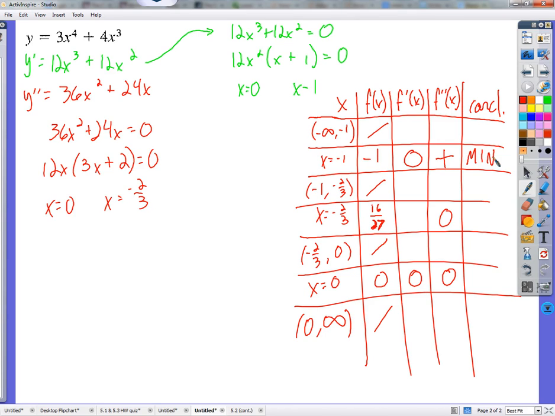Well, let's just fill in all this information. If it causes a problem so that you can't graph it for some reason, then maybe we made a mistake and we should go back. The only mistake that I possibly see here would be maybe the 16/27.